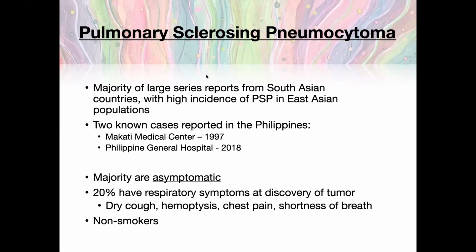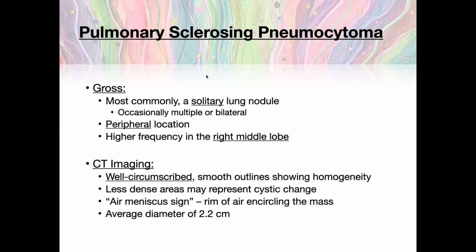The majority of cases have no symptoms associated, though 20% have respiratory symptoms at discovery of the tumor, namely dry cough, hemoptysis, chest pain, and shortness of breath. The majority are non-smokers. The lesion is grossly a solitary lung nodule, occasionally multiple or bilateral, and occurs in a peripheral location with a high frequency in the right middle lobe. CT imaging reveals well-circumscribed smooth outlines showing homogeneity. Less dense areas may represent cystic change, and average diameter is 2.2 centimeters.